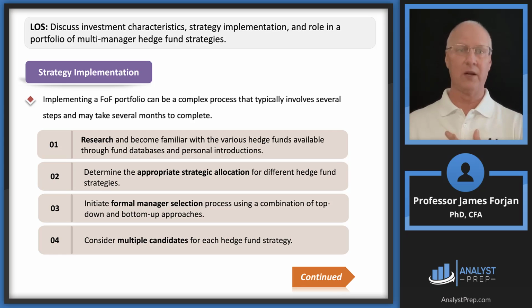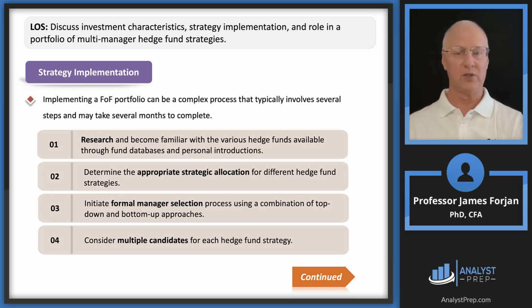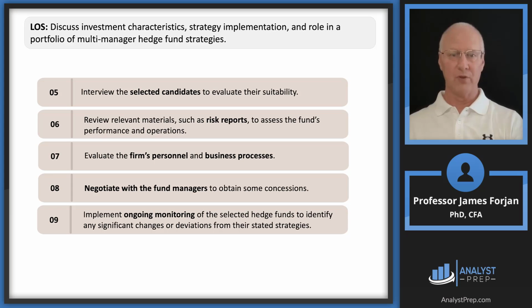I could just say, hey, I'm Jim. I'm a multi-manager. Send me your money and I'm going to do a bunch of stuff with it over there. Well, you'd have to evaluate me, right? Formal manager selection process. And you might pick me and you might pick Jenny over there and you might pick Johnny over there. Interview the candidates, right? Risk reports, evaluate, negotiate, and then ongoing monitoring.